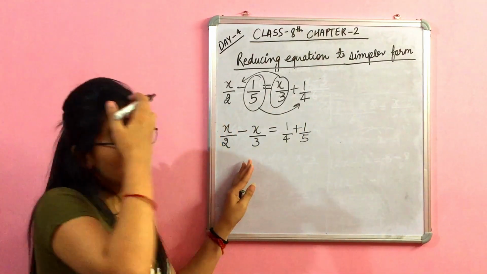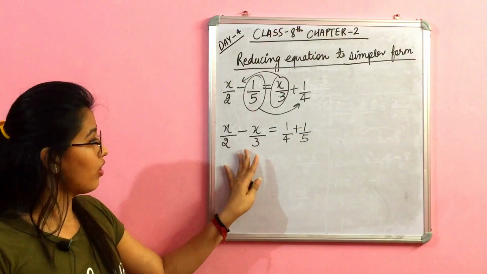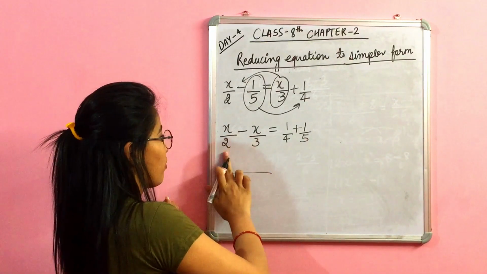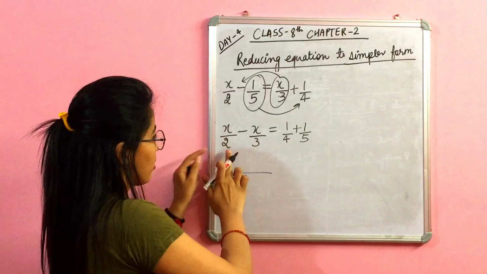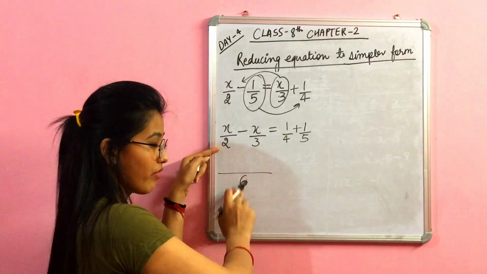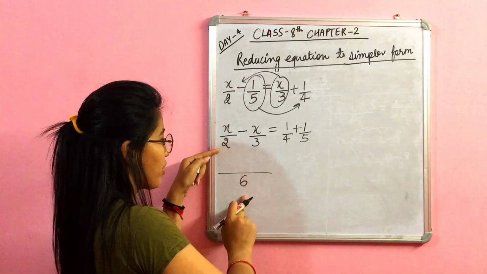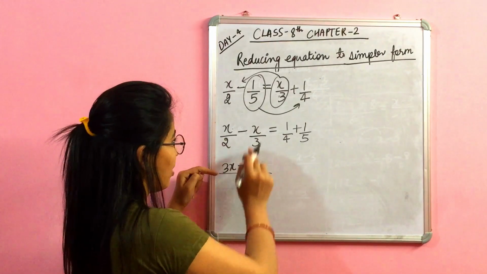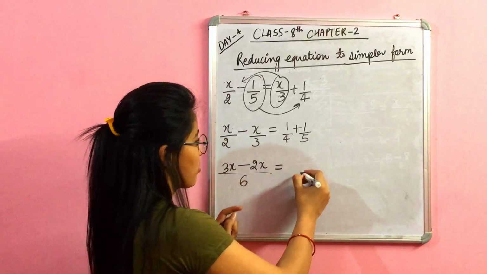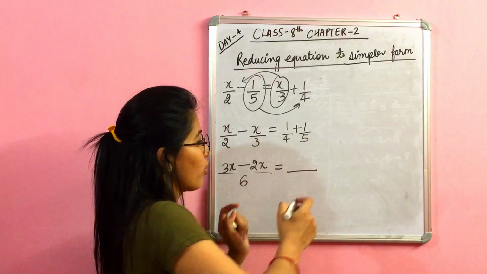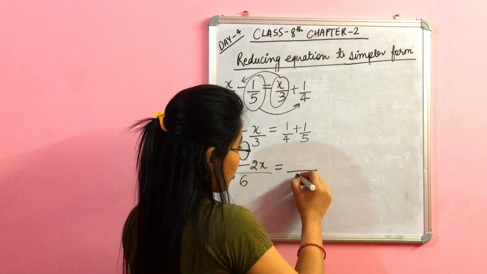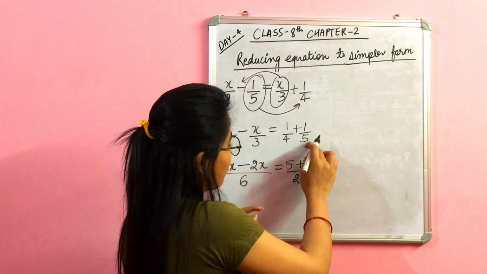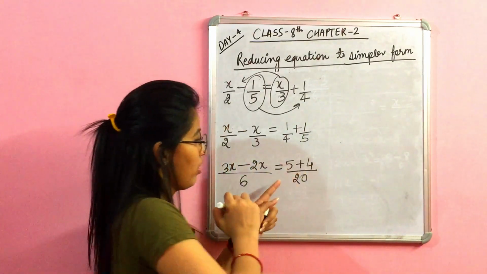Okay, now what we have to do, we have to take LCMs on the left hand side as well as on the right hand side. Let's see the left hand side first. The LCM of 2 and 3 will be 6. 2 3s are 6, we have to divide this denominator by the denominators. 2 3s are 6, quotient is 3, 3 into x will be 3x, minus 3 2s are 6, 2x, is equal to, similarly here, the LCM of 5 and 4 will be 20. 4 5s are 20, 5 1s are 5, plus 5 4s are 20, 4 1s are 4.